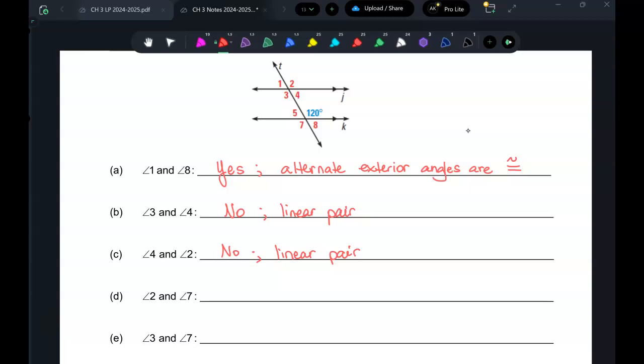But aren't they still same side interior too? No, because same side interior can't be next to each other. 3 and 5 would be same side interior. How about 2 and 7? Alternate exterior. Good. So does that mean yes or no? Yes. Same reason, alternate exterior angles are congruent.